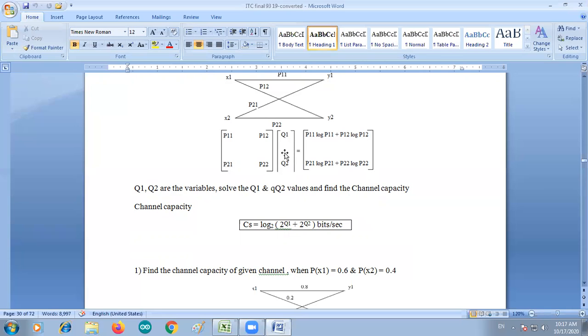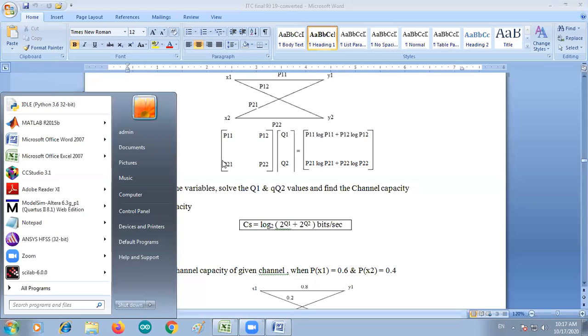We can arrange the column, so that it is equal to P11 log P11 plus P12 log P12 and P21 log P21 plus P22 log P22. So this is the alternate method to calculate the channel capacity. In the general method, channel capacity depends on the mutual information, where the input probability distribution is maximum, and that is the channel capacity. Now this is the alternate method to know the channel capacity.